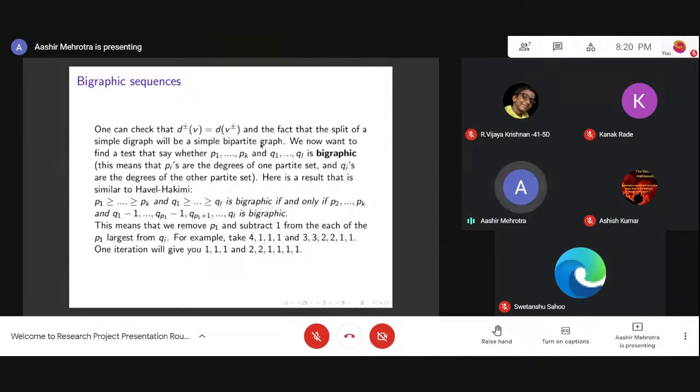We now want to find a test to say whether p1 to pk and q1 to ql is bigraphic. That basically means that the pi are the degrees of one partite set and the qi are the degrees of the other partite set. Here's a result that is similar to Havel-Hakimi. Basically, you remove p1 and then you subtract one from the p1 largest elements of the qi. So if this is your pi and this is your qi, over here you remove the p1, which is 4, and then from the largest 4 elements you subtract 1. I've done that here, and these two ones just get carried over.